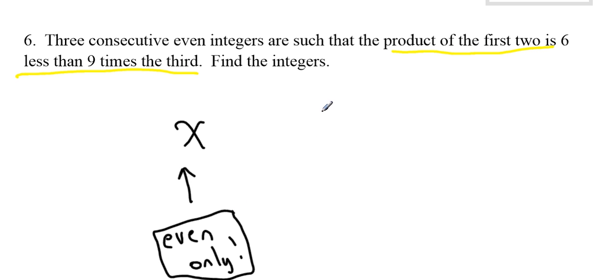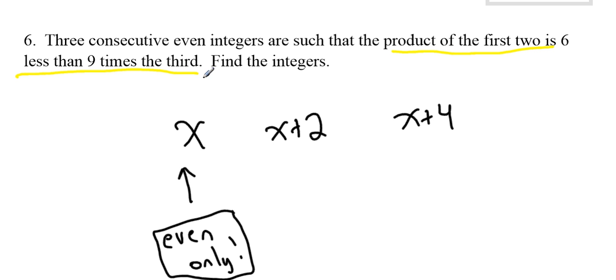What would the next one look like? Would it be x plus 1? No. X plus 1 would be an odd number. So for example, if this was 6, the next one would be 7. We don't want x plus 1. What we need to do is skip the odd numbers and say here is even, skip the odd, even, skip that odd, even. So this is what three even consecutive integers looks like.